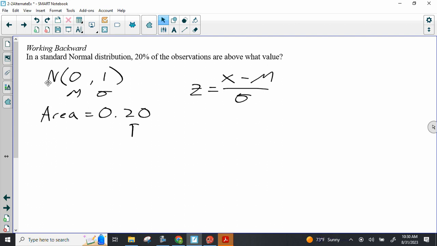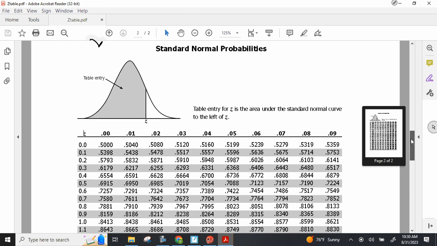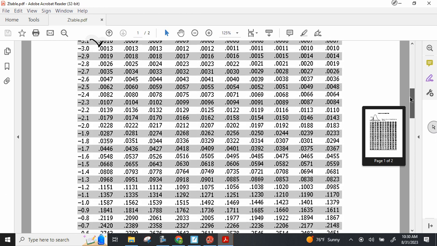So this is how it looks. If you're given a proportion or an area, and you need to find a z-value, you're going to start from the middle and work your way out. I'm looking for a 0.2. So in the middle, I'm looking for 0.20. I'm going to find a value as close to that as possible. Almost all the time, you're not going to find that exact value. You have to find the closest one. So 0.20 is not going to be there. Oh, too far. Okay, here we go. We're close.